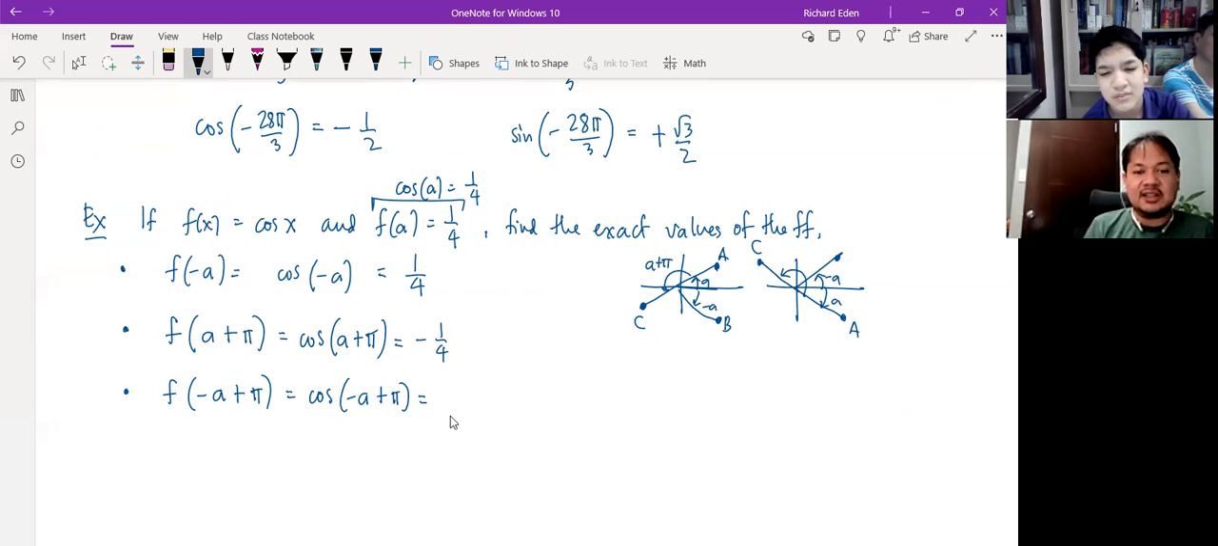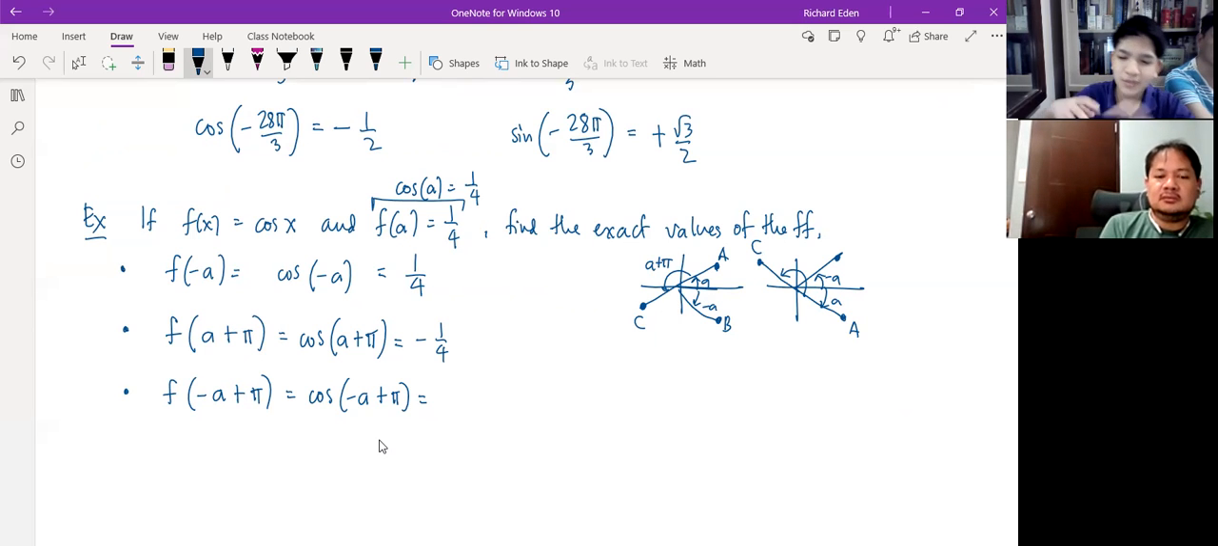Okay, last item. Cosine of negative a plus pi. So a and b, if a is either in the first or fourth quadrant, of course the opposite will be in the second or third. If it's in the second, then the negative a will be in the second. I add the 180, it will be in the fourth, which will make it 1/4. And for the third one, it will go to the first quadrant, which reverts back to 1/4. So basically, 1/4.